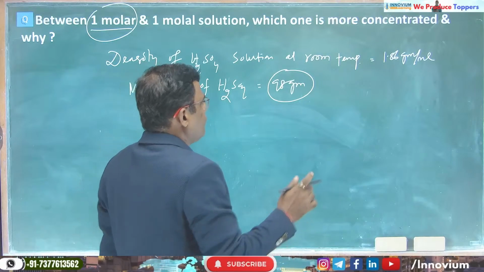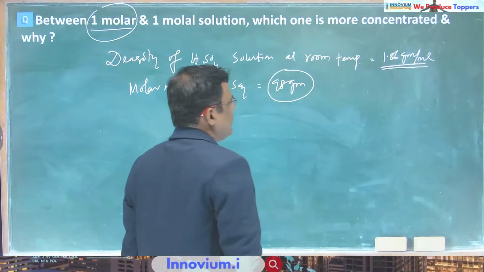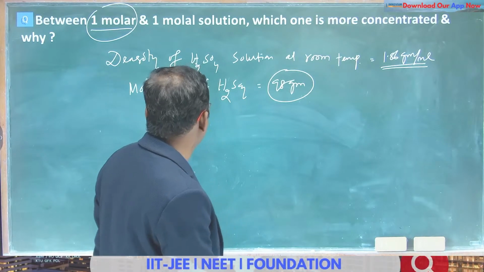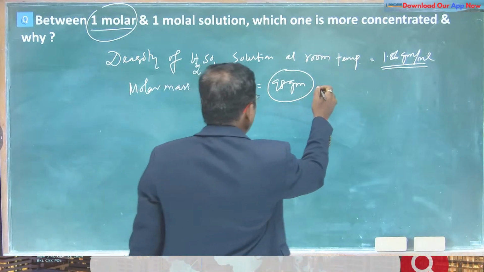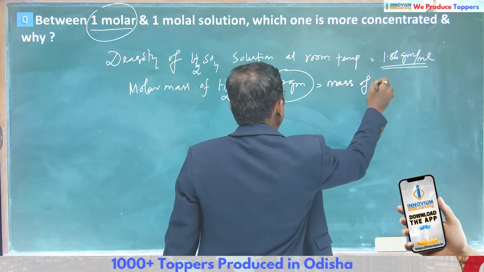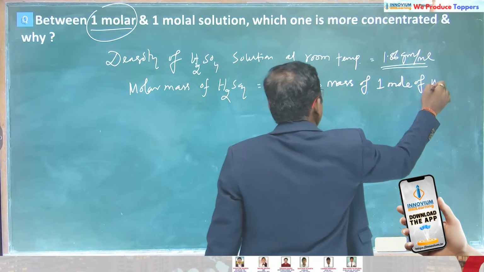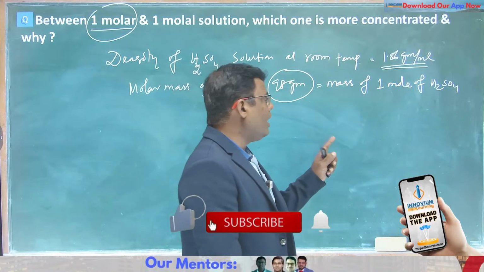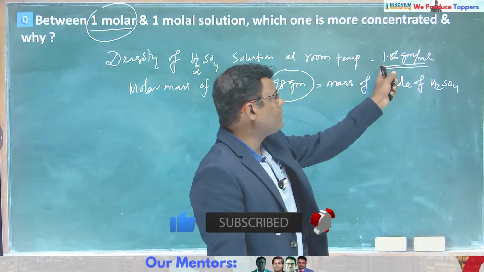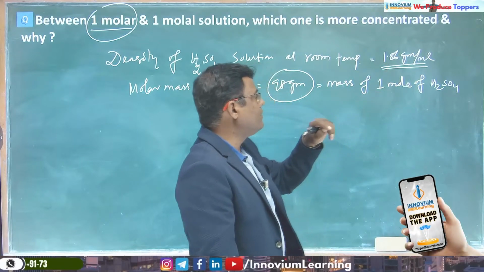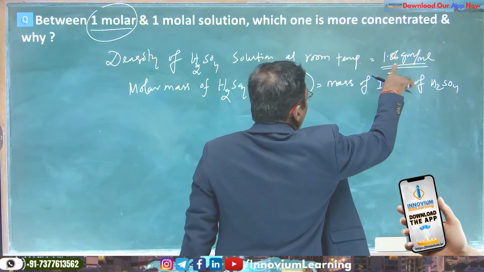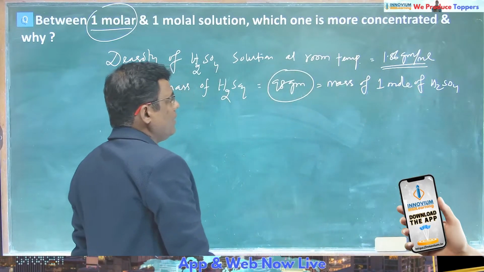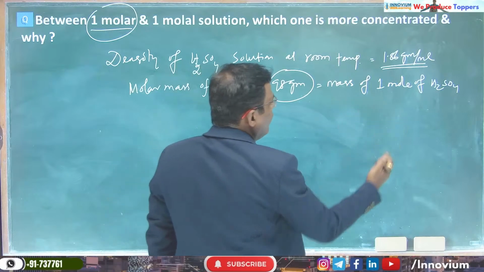Now here from the density data, what can we calculate? We can easily calculate the volume occupied by 1 mole of H2SO4. Molar mass of H2SO4 is nothing but the mass of 1 mole of H2SO4. So what is the volume occupied by 1 mole of H2SO4 at room temperature? That we can easily get from this density data. How? 1.86 gram of H2SO4 occupies what volume? 1 ml, correct?